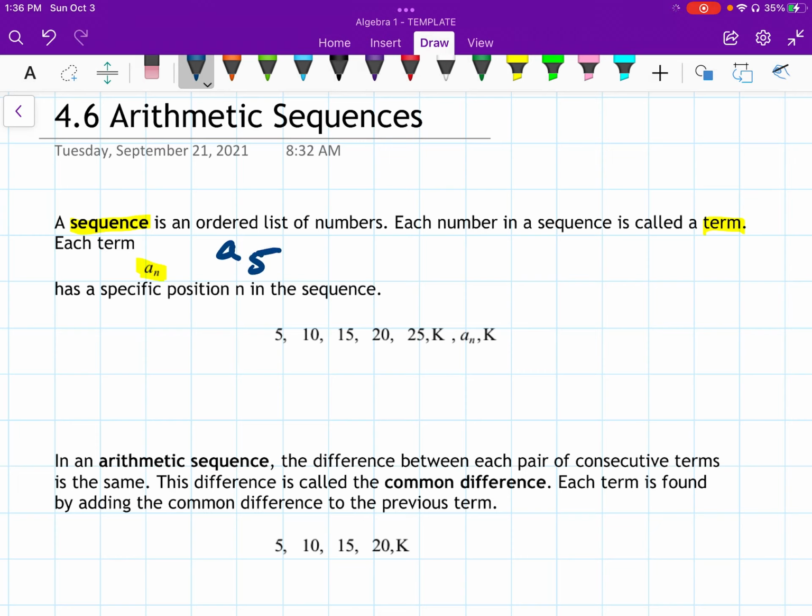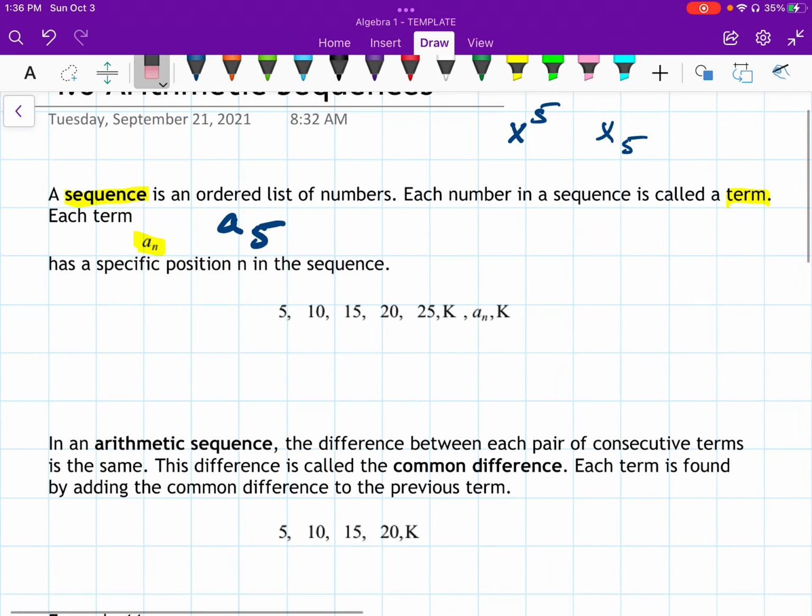A sub 5, that's talking about the fifth term. The 5 is in a subscript, right? We have exponents, that's like x to the fifth, and then we have subscripts, which are like x sub 5, right? Little 5. Each term has a specific position, so we're talking about the fifth place in my example in the sequence.